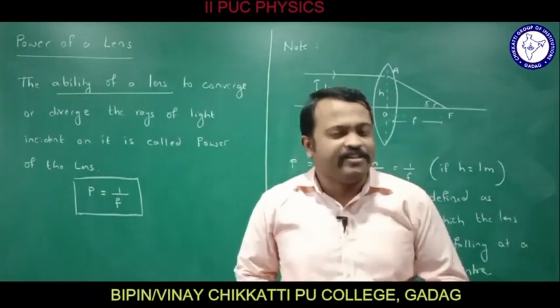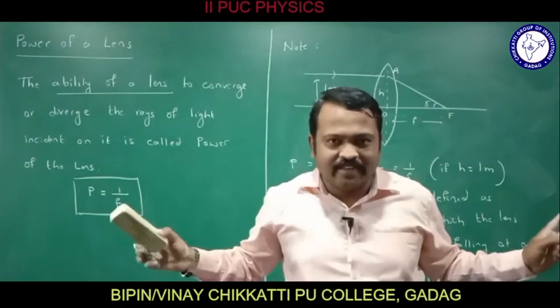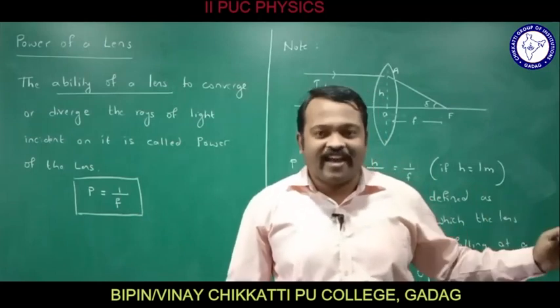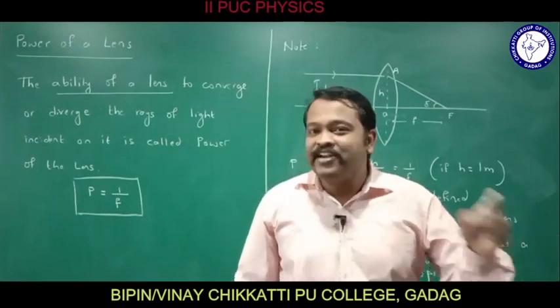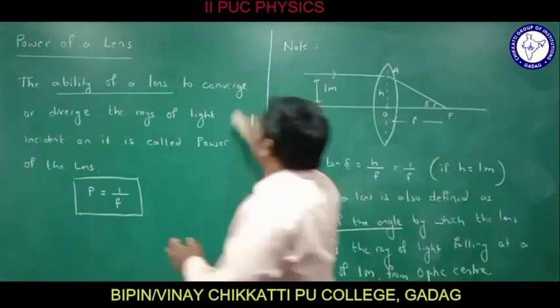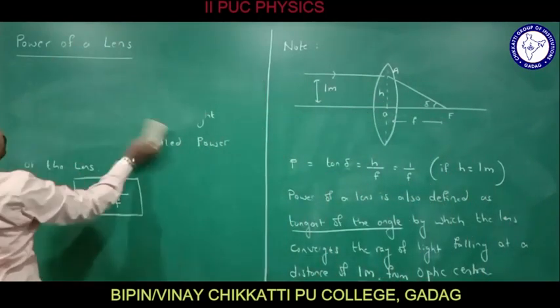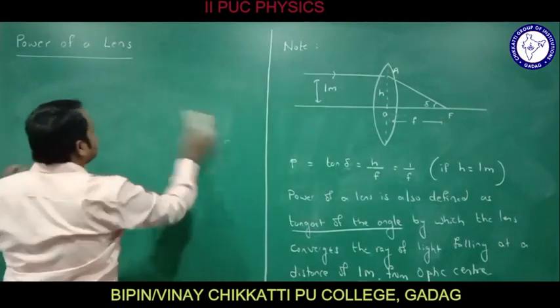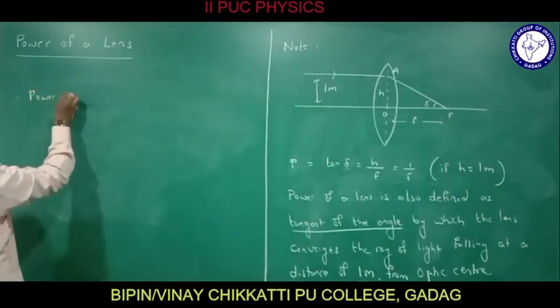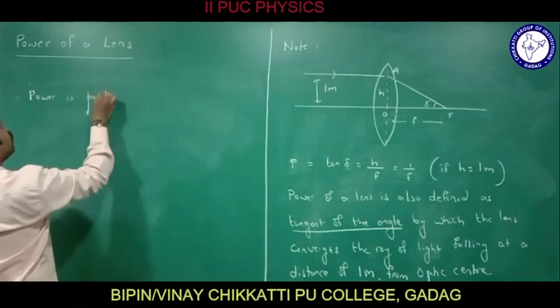If the question is asked, define power of a lens, you can simply tell that power of a lens is the reciprocal of its focal length, and its SI unit is diopter. Now let us understand when the power of a lens will be positive and when the power of a lens will be negative. Do you understand? Power of a lens, power is positive.